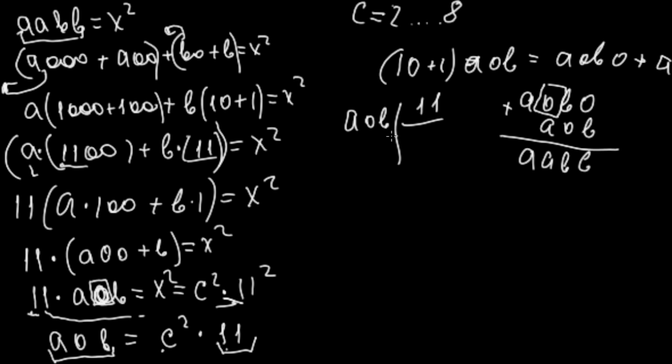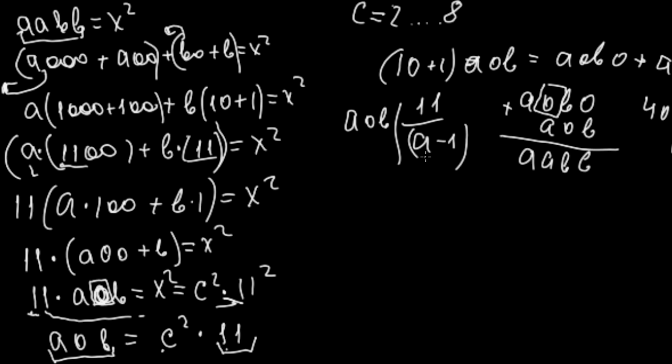What happens? By a we can't take. We can take only by a minus 1. So I will explain now. For example, we have 40. If you divide 40 by 11, you can't take by 4, because it will be 44, but you can take by 3. 3 is 1 digit less than 4. So here is the same. I can't take by a, but I can take by a minus 1.